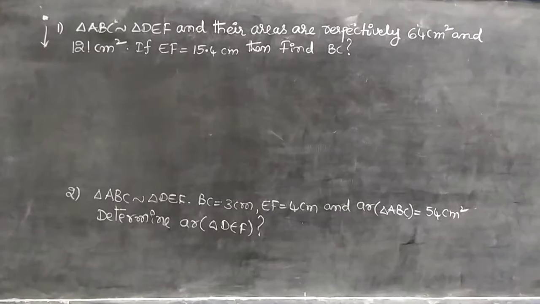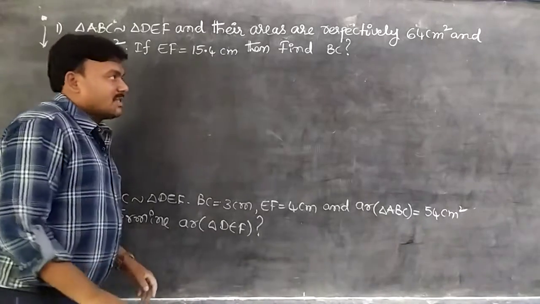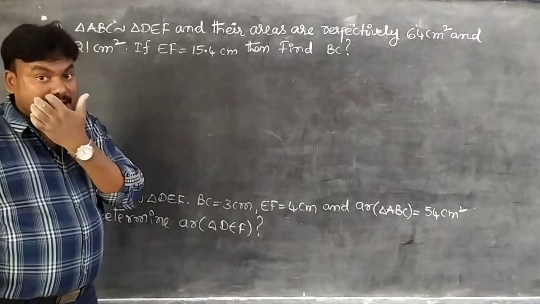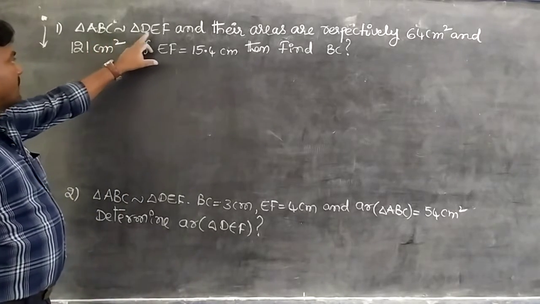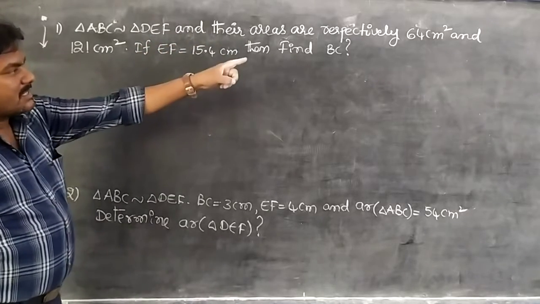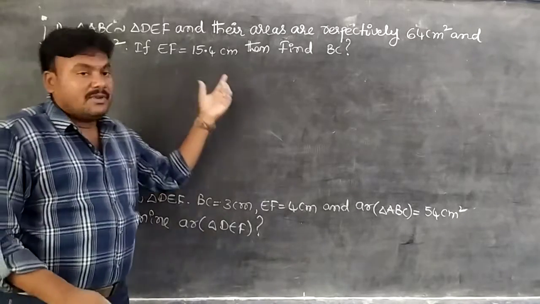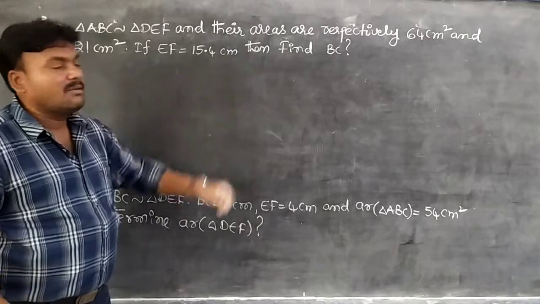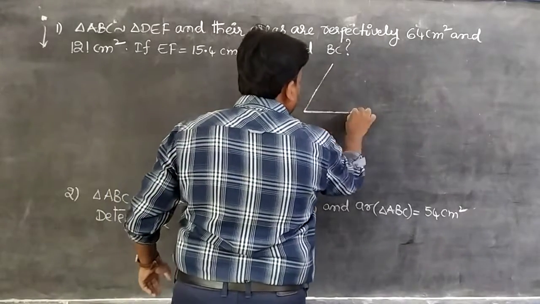Right, students, observe related theorems we discussed previously on the ratio of areas of similar triangles. Observe here. Triangle ABC is similar to triangle DEF and their areas are respectively 64 square centimeters and 121 square centimeters. If EF equals 15.4 centimeters, then find BC. According to this problem, first we draw two triangles aside.